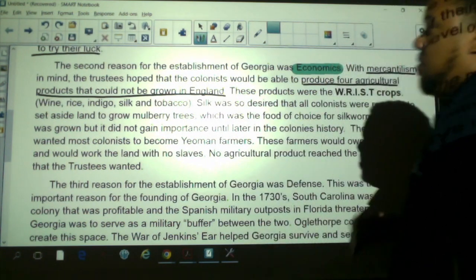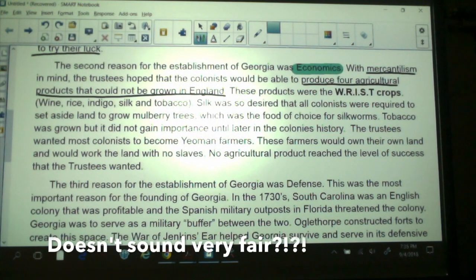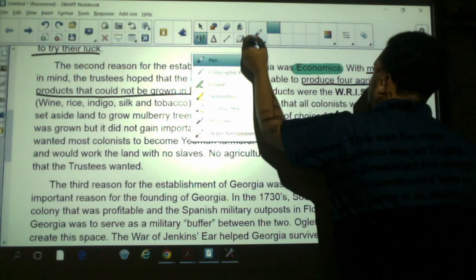Because remember, as we talked about before, the whole point of mercantilism was to grow crops here that could be grown over there. You give them to England, all right, and then they will make something with it, and they will keep a large portion, and they'll sell you back the rest. Okay? Once again, remember we said it wasn't fair, but it was the way things went. All right, so let's keep reading. These products were the rice crops. Correct? We're going to stop there.